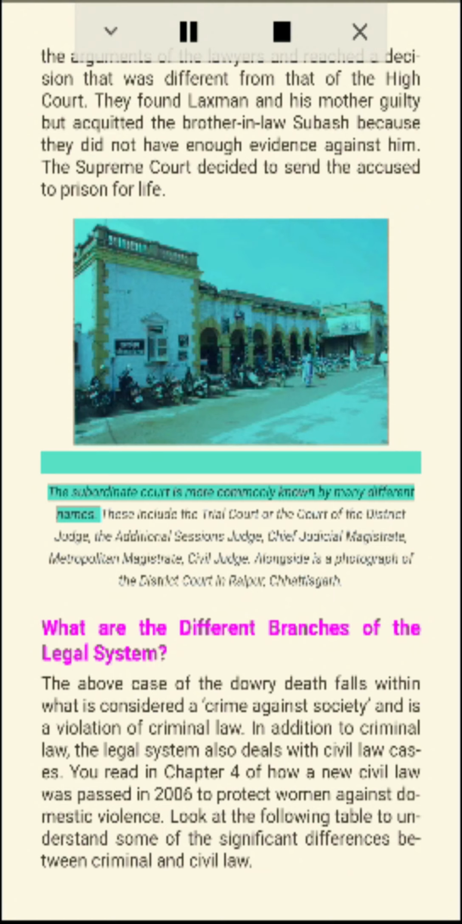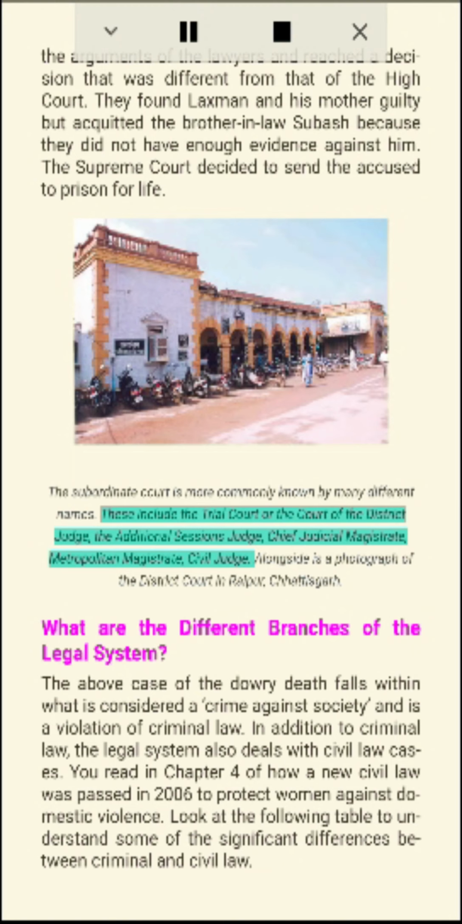The subordinate court is more commonly known by many different names. These include the trial court or the court of the district judge, the additional sessions judge, chief judicial magistrate, metropolitan magistrate, civil judge.